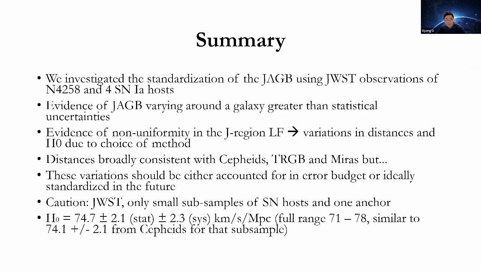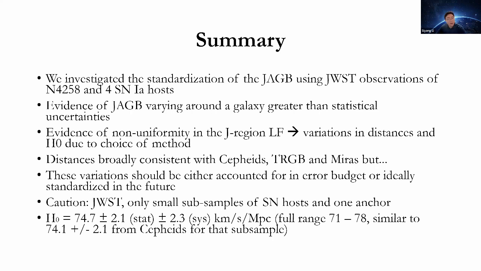So now, wrapping things up, in this study we investigated the standardization and the consistency of the JAGB using JWST. We did find evidence of field-to-field variations in the JAGB magnitude, as well as non-uniform asymmetry in the J-region luminosity function, which inevitably causes differences in the measured JAGB reference magnitudes, which also means differences in the distances and H0 measurements due to your choice of method.